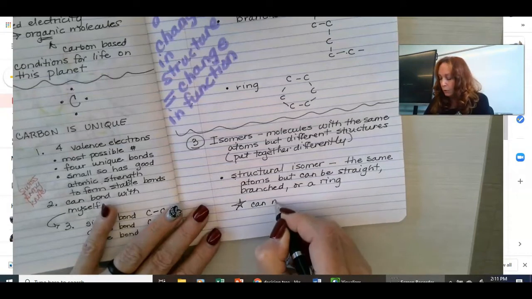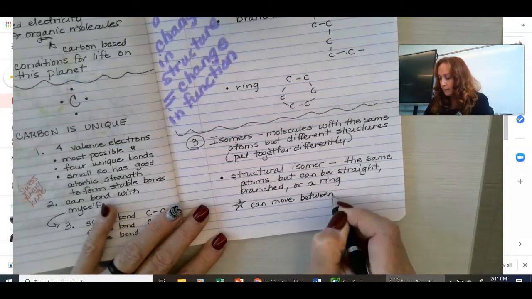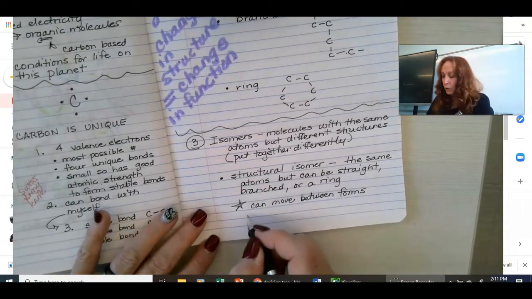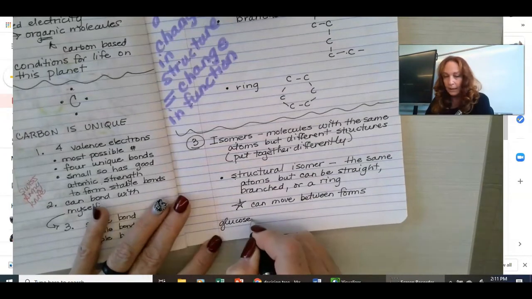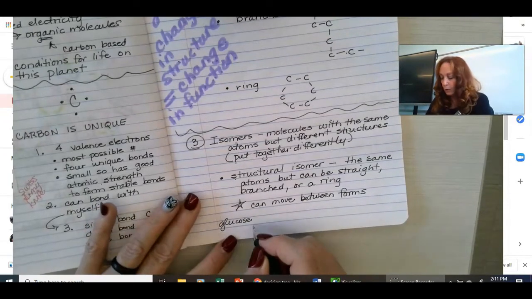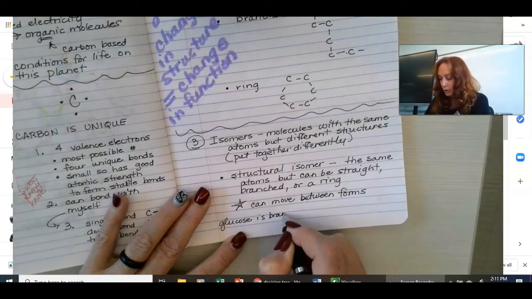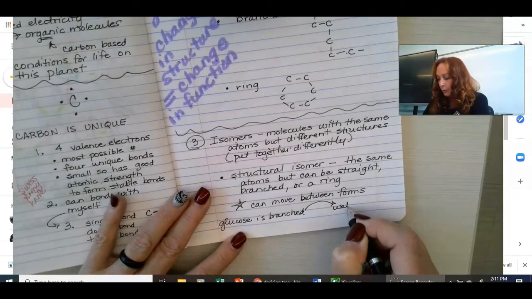It can move between forms. So just like I said, you might have glucose that's branched, and we'll talk about what you taught there, be D-glucose, but whatever. Glucose is branched. And then you move it into water.